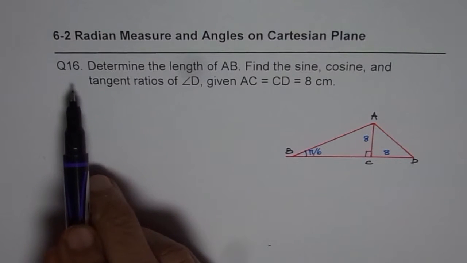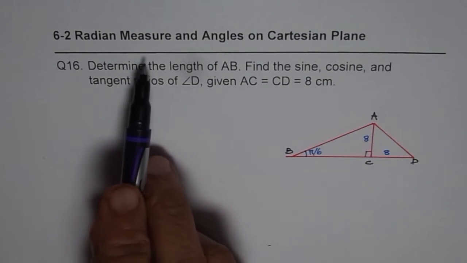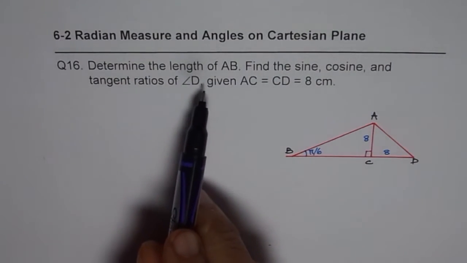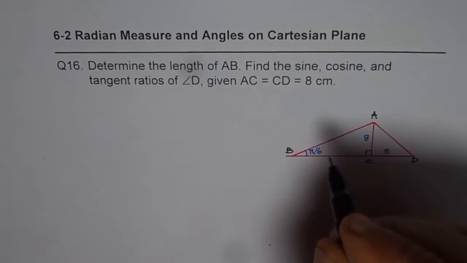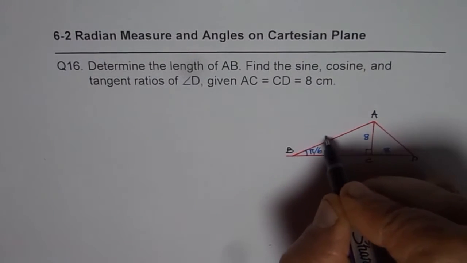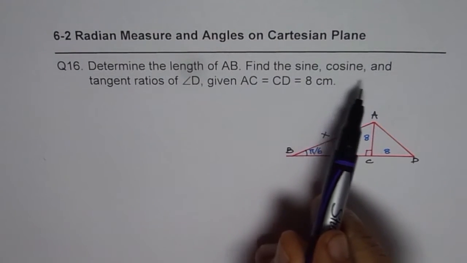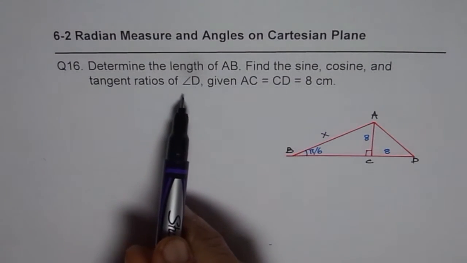Question 16, chapter 6.2 on radian measure and angles on Cartesian plane. Determine the length of AB. So here's a triangle given to us. We need to find length AB. Let it be x. Find the sine, cosine and tangent ratios of angle D.